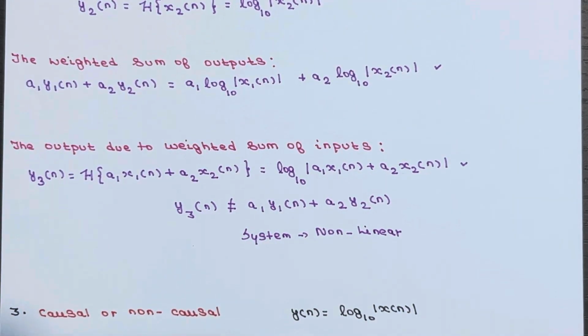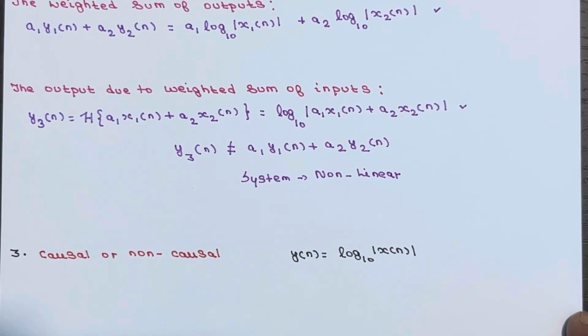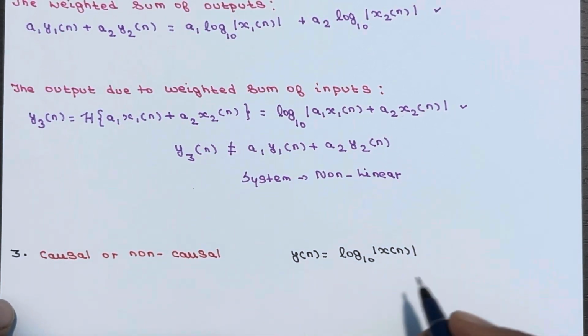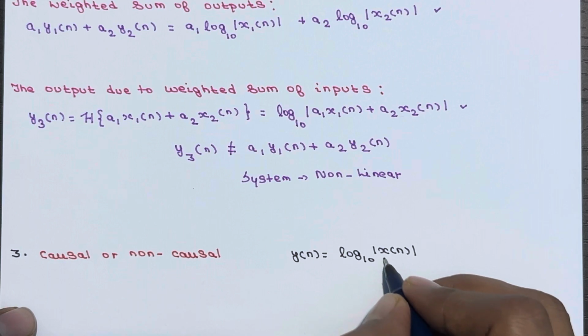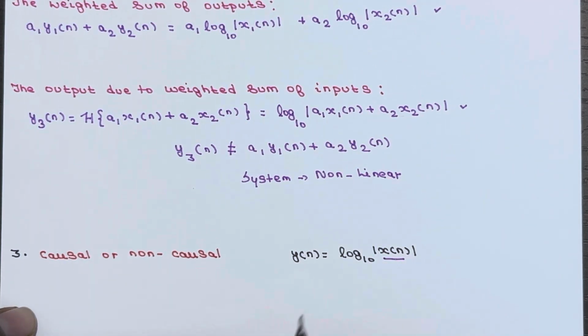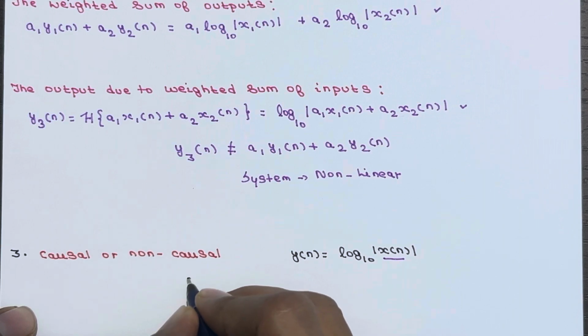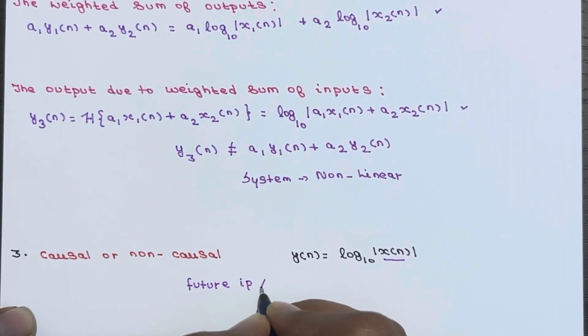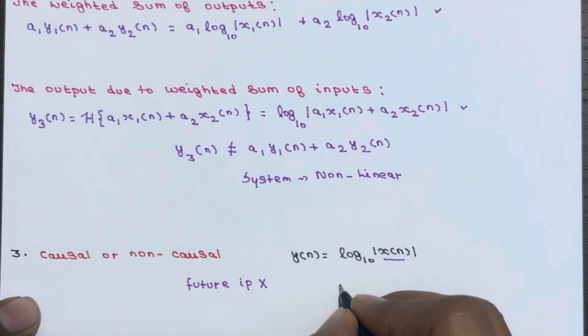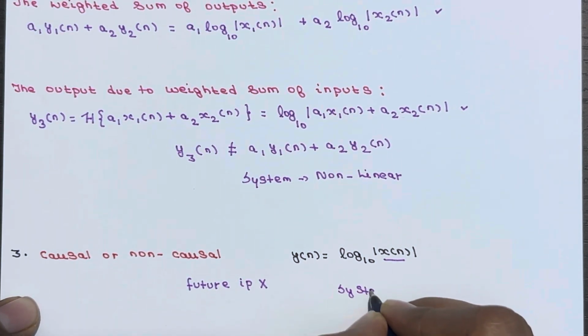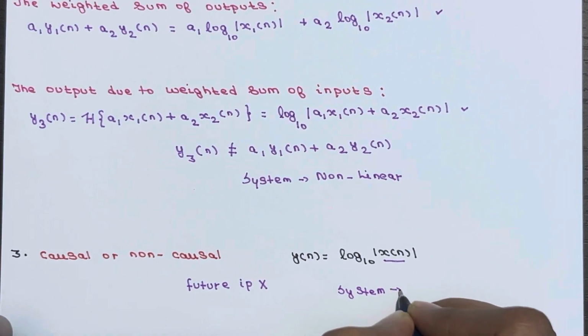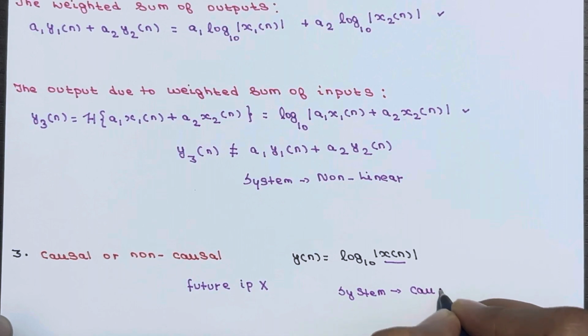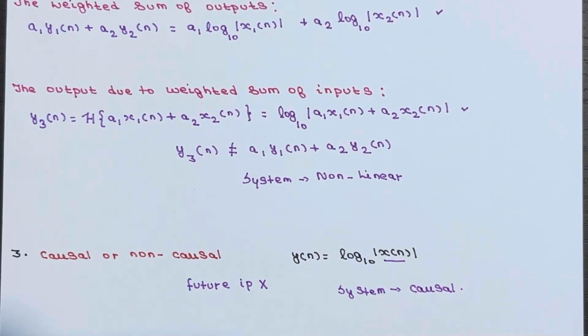Let's move further and check for causality, whether the system is causal or non-causal. If you see here, we have already seen the output is dependent upon the present value of input only. So the output does not depend upon future inputs. It only depends upon the present value of input. So the system is a causal system. Hope this is also clear to you.